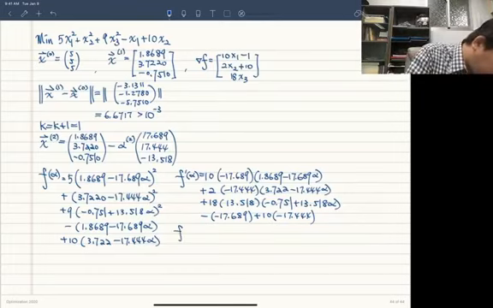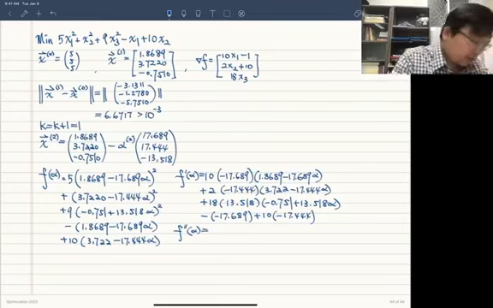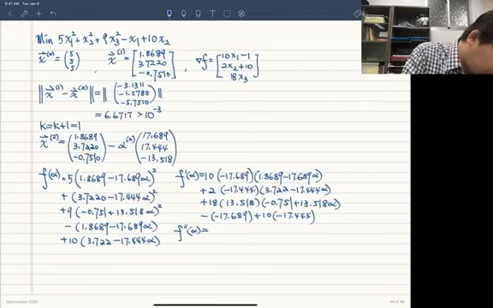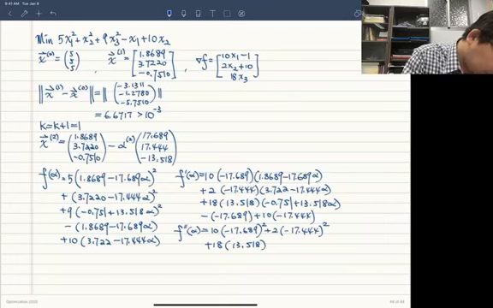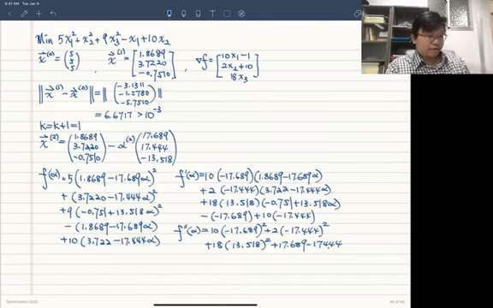And I need to get my f double prime. My f double prime will be squared here. So it's 2 squared here. Squared here.